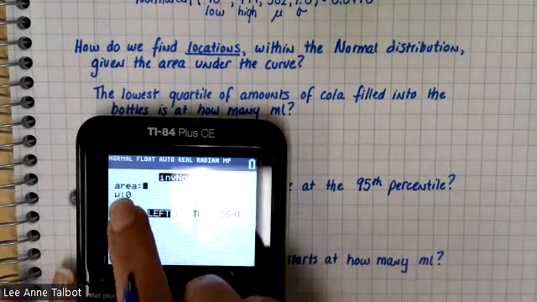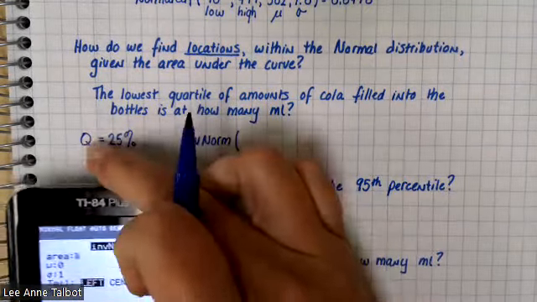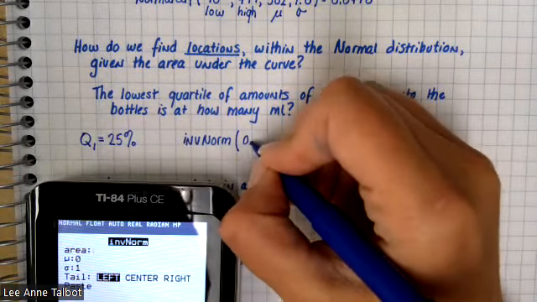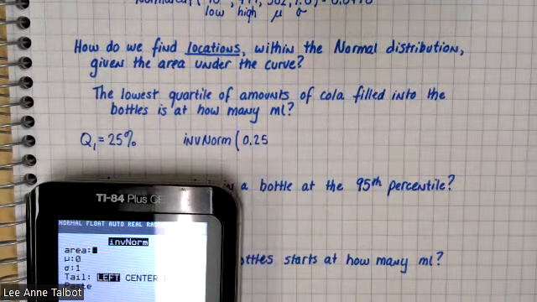Now notice the first thing it wants is the area. Area needs to be a decimal. If you put 25 in there, you're going to feel really silly when it gives you an error.